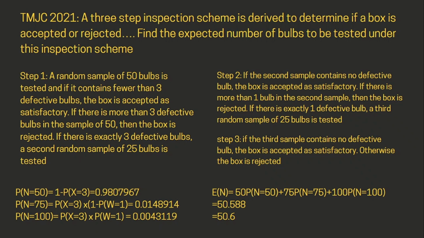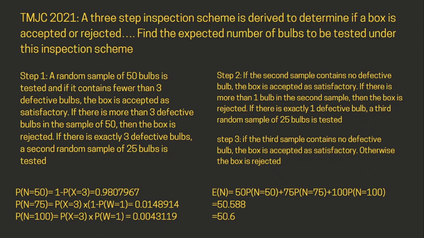So for the probability that we use 50, we are going to find the probability that it is exactly 3. Because if it's exactly 3, then we bring it on to the second stage. If we get more than 3 defective bulbs, we already know that it's unsatisfactory, so we don't need to care about it.